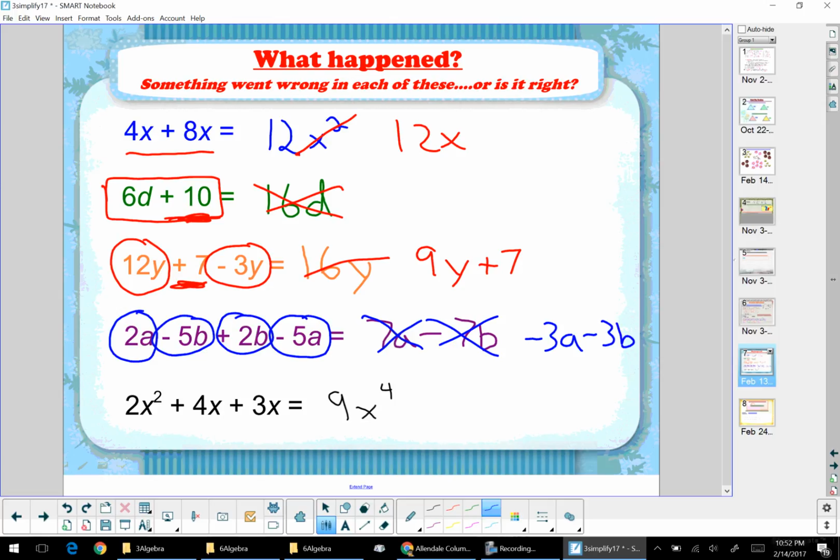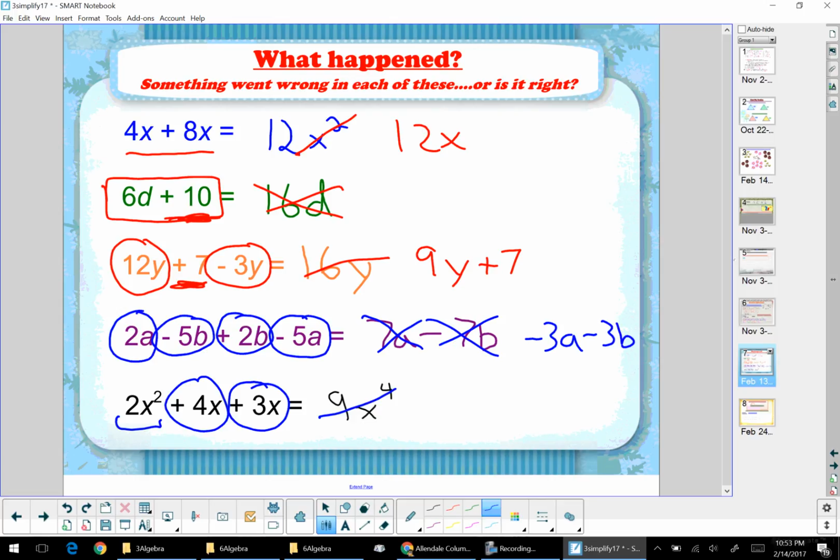Okay. This last example, I have a 2x squared plus 4x plus 3x. Now, it looks like they all have x's, which is true, but unfortunately that x squared term is a little bit different than the other two. The positive 4x and positive 3x can be combined, but the 2x squared can't. So that's what they did wrong here. The 2, 4, and 3 gave them 9, but then they gave us a weird x to the 4th. Don't do that. That's crazy talk.